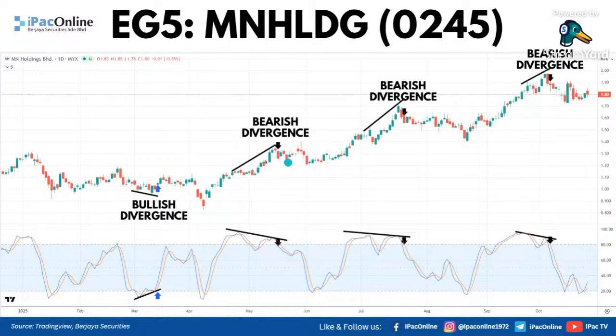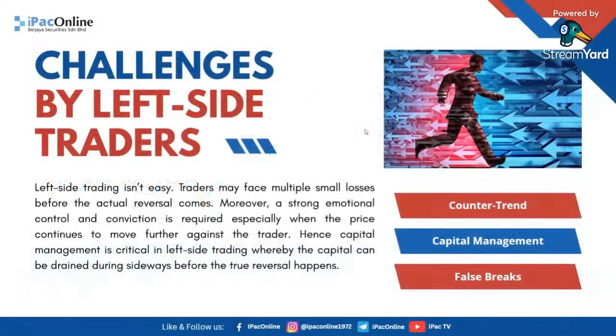Okay, so from here, you have to identify that, okay, as it breaks higher into a higher high, right over here, then it is a trend continuation rather than a top. Okay, yeah. So that would be for the left side traders, using the overbought oversold signal combined with the divergence, giving us a method how to call a high or low.